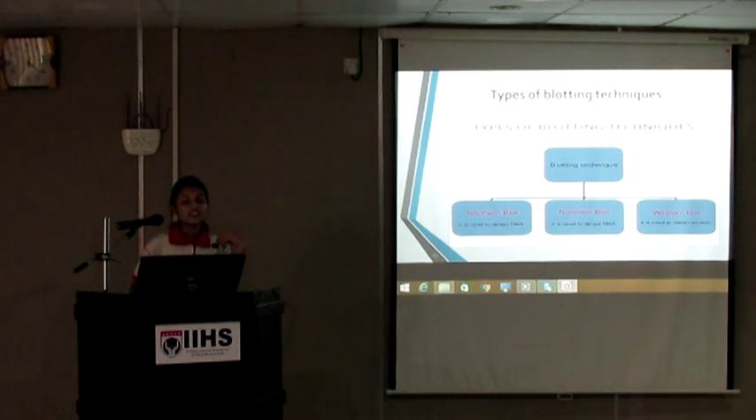There are three types of blotting techniques commonly used for visualizing particular macromolecules: Southern blot, Northern blot, and Western blot. In Southern blot, we can detect DNA, in Northern blot we can detect RNA, and in Western blot we can detect proteins.